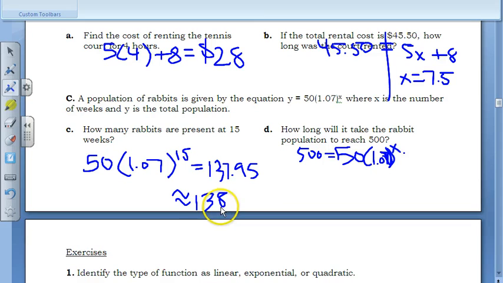I can see 15 was about 140, so maybe I'll try 30. And that's still too low. 30 gave me 380. So how about 50? 50 was way too high. 45, too high. 40, getting better. 35. 35 gave me 533. 34 looks like the winner. If I put 34 in for X, it gives me 498.9. And that's as close as I'm going to get.